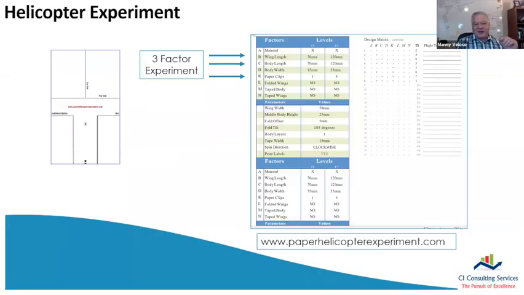A helicopter experiment, right? This is quite a lot of fun with paper. So in this case, here's the helicopter, and I have a video demonstration to show you what it looks like. But we looked at three different things. We looked at wing length, body length, and then the number of paper clips used. So wing length is this dimension here, body length, this dimension here, and then the number of paper clips was either 1 or 3. Okay, so what we did was we cut them out.